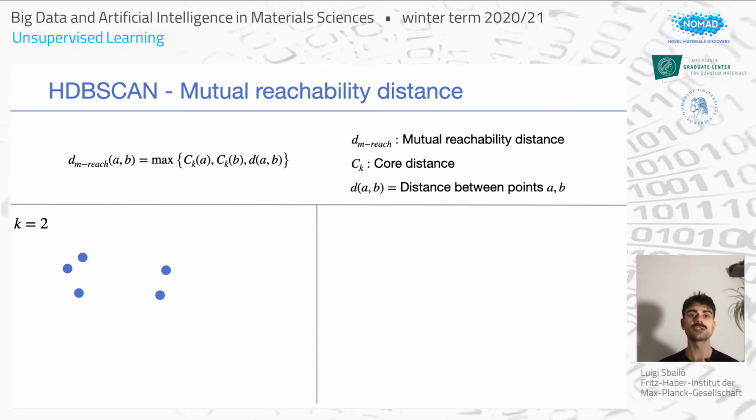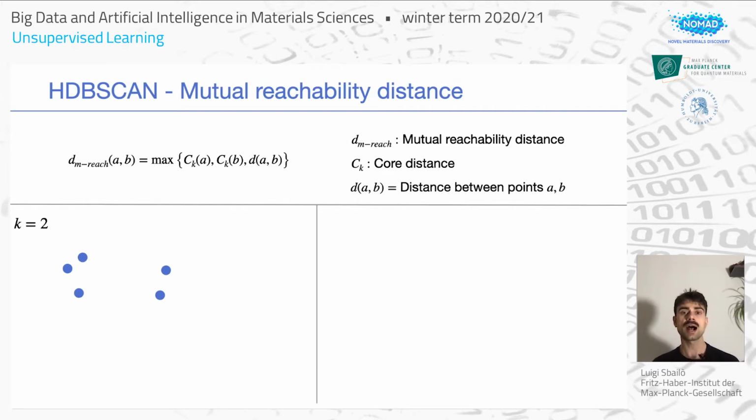that is defined as you can see on the screen. So it's the maximum value between two quantities. The mutual reachability distance of two points A and B is the maximum of the core distance, that is a distance specific to each point, and the distance between the two points. Now let's see step by step what this means. Firstly, let's focus on the core distance. What is this core distance?